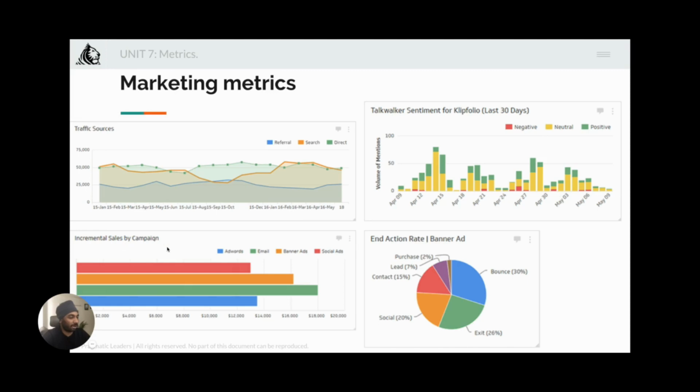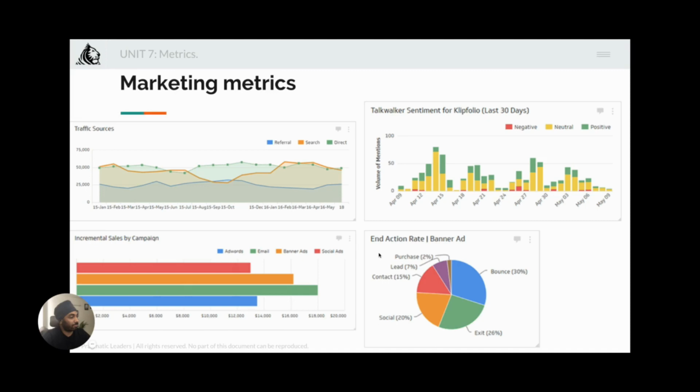Incremental sales by campaign. Now, here again, you can see the email is contributing the maximum in incremental sales. That is the new sales in a particular month, right? While AdWords, I mean, it just shows the comparative. It doesn't show compared to the previous month, was email doing better or worse, or banner ads, was it doing better or worse, right? It just shows comparatively in this month email has performed really well. Banner ads second, AdWords third, and social ads the worst, right?